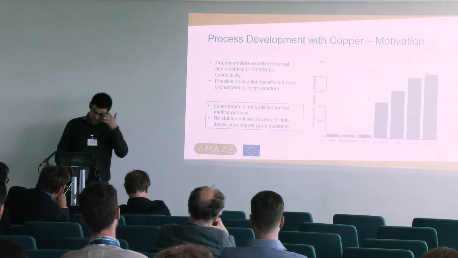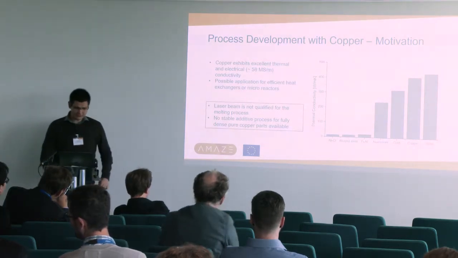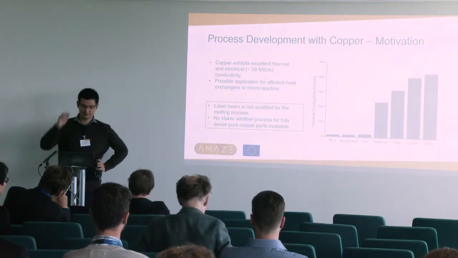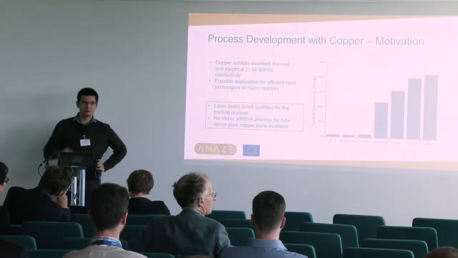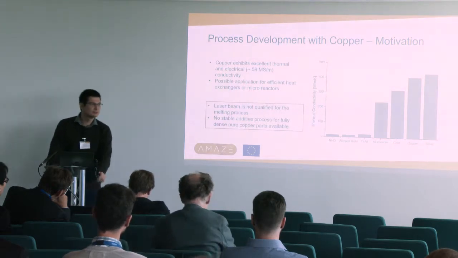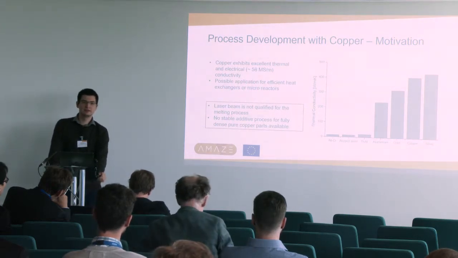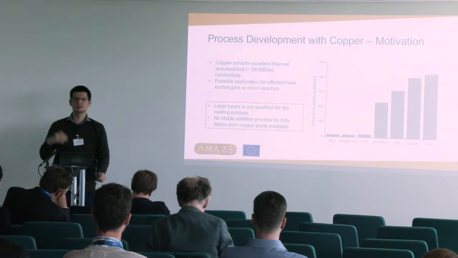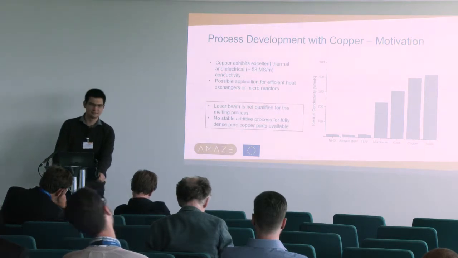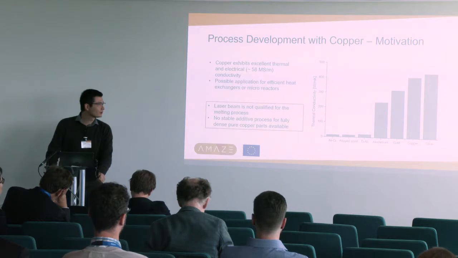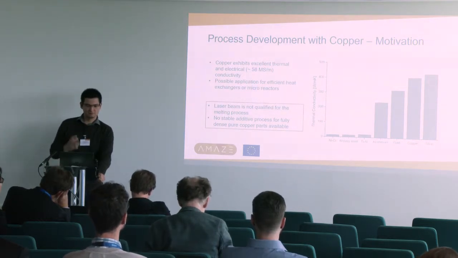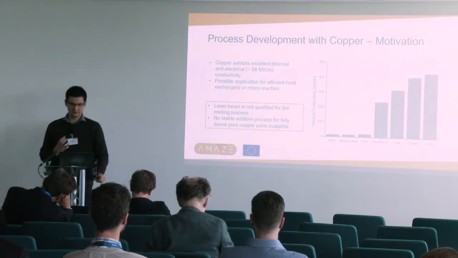Now, let's come to the second part of my talk. And this is the process development for copper and copper-based alloys. So why copper? It's simple. We are using an electron beam, and our beam is not reflected by the copper. So we still have absorption values above 80% of our energy. So copper is basically an element that is very, very suitable for the electron beam melting.